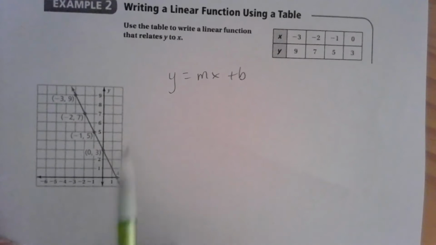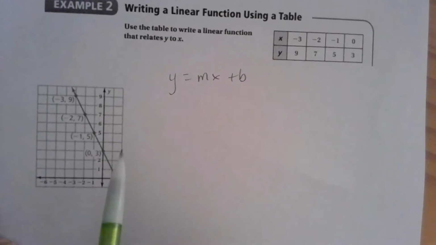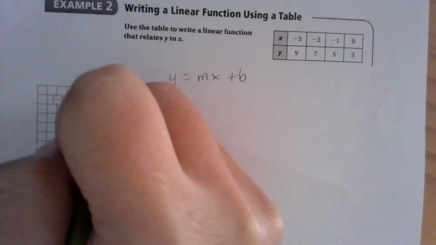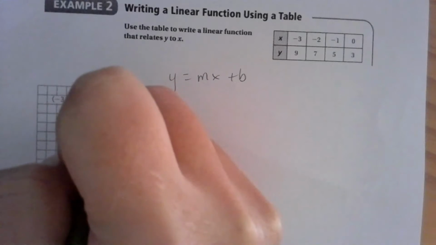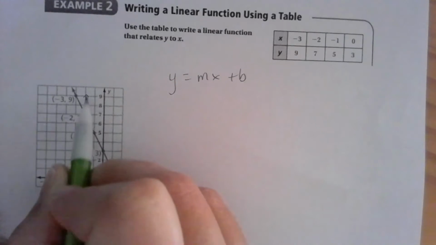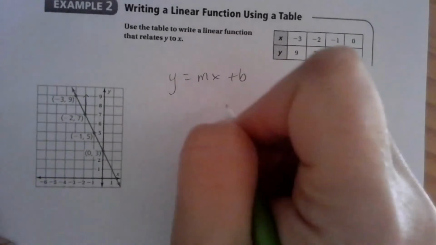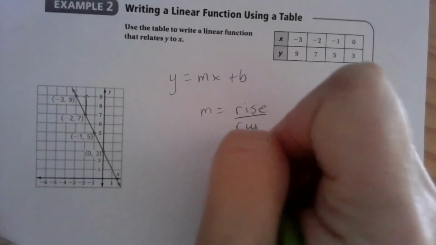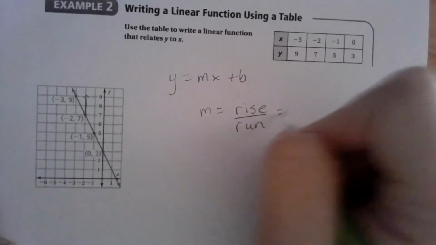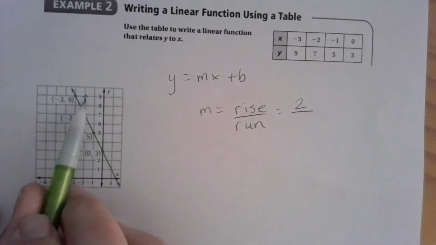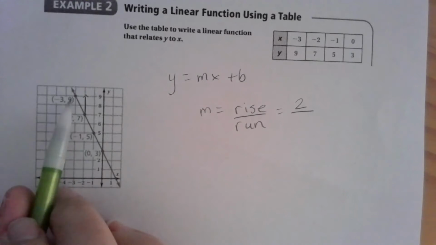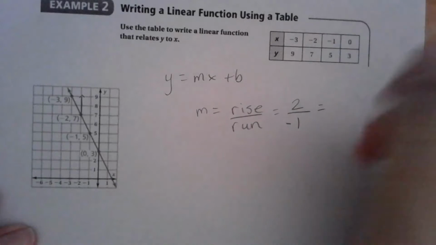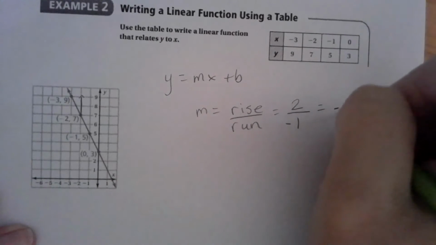So we're going to take a little bit of a shortcut. So rise over run, right? So rise, how many? From here to here. It was 2, yes? So m equals rise over run. So that's a positive 2. And then run, it was a -1. We went back -1, -1. Okay, so our m is really -2.